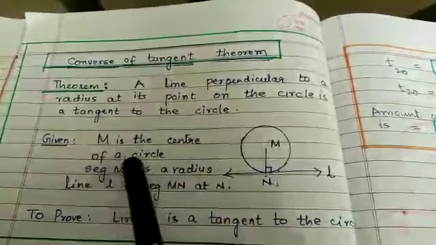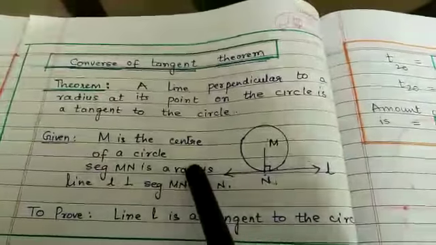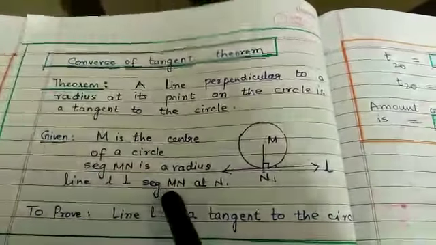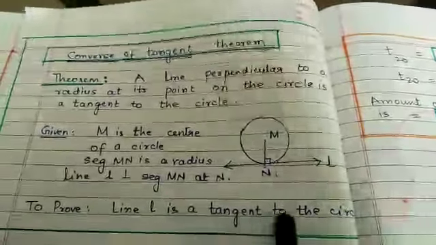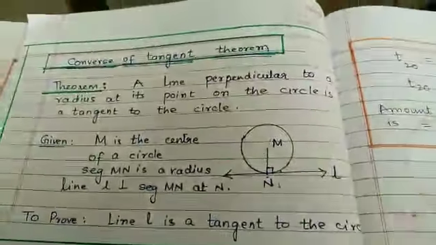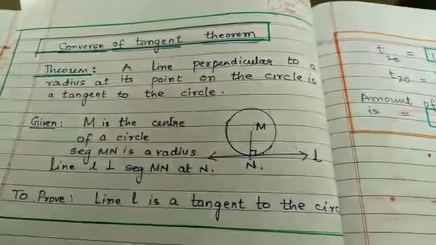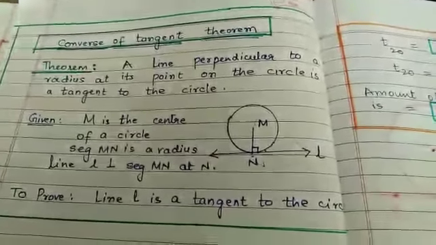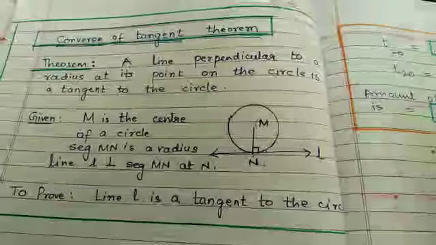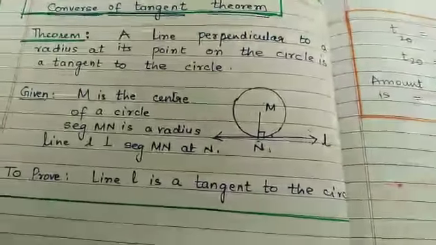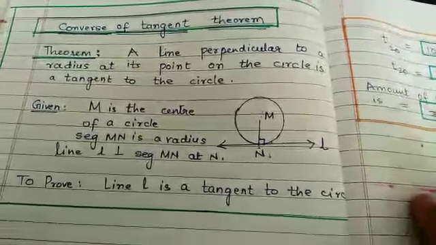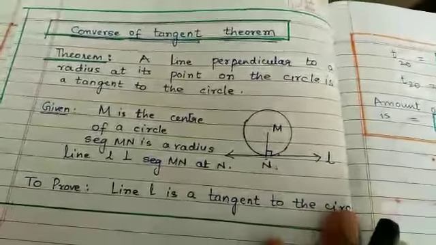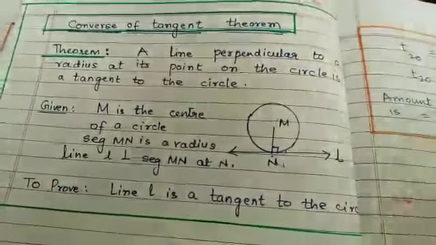M is the center of a circle, segment MN is the radius, line L is perpendicular to segment MN at N, therefore we can say that line L is a tangent to the circle. Any line which is perpendicular to the radius at the point of contact is called a tangent. Now in the next exercise, practice set 3.1, we are going to use these theorems.